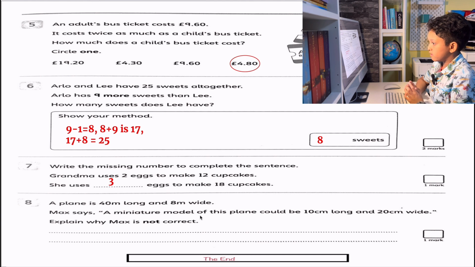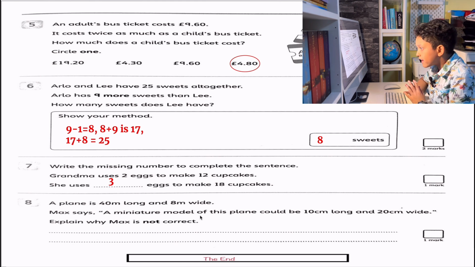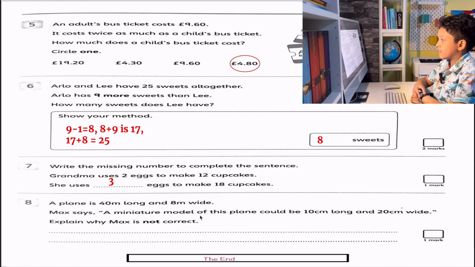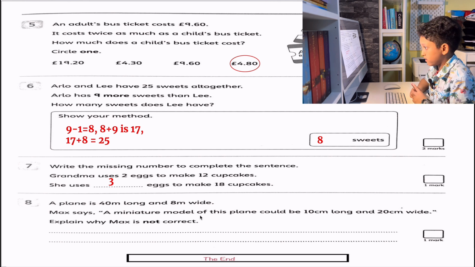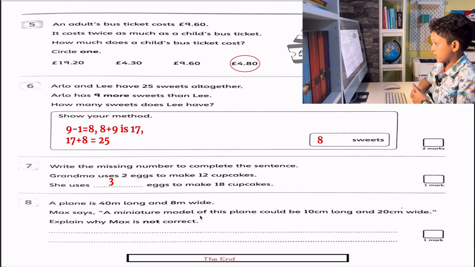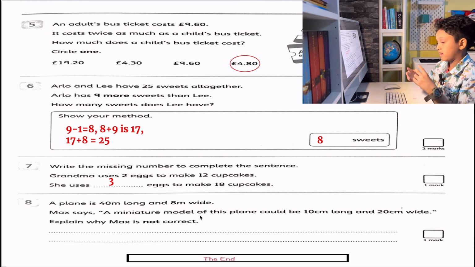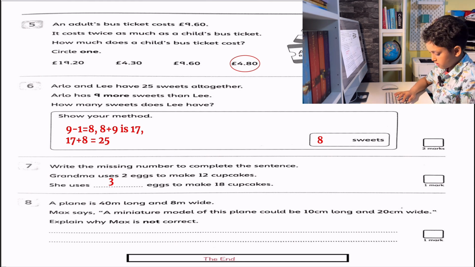So, 10 centimeters is 40 divided by 4. Good. We don't need to think about centimeters now. But 8 divided by 4 is 2, right? They put 20, silly them. Or not them, Max. Explain why Max is not correct. I already explained it.